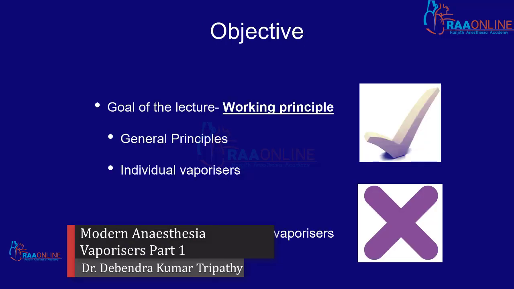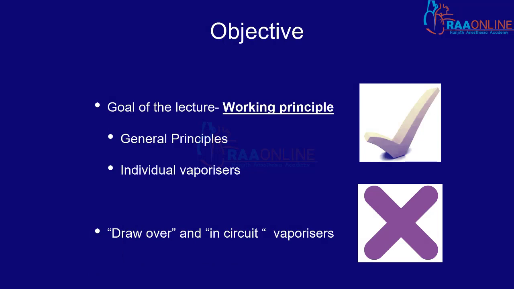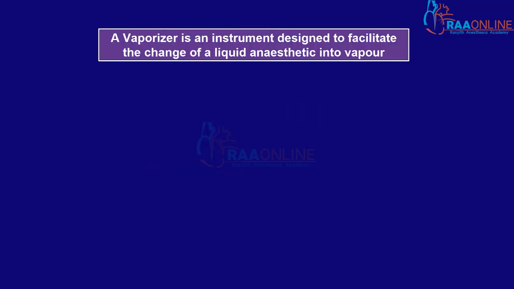The objective of today's class is that we are going to understand the working principle of all the current vaporizers which are being used in our anesthesia. So we will be talking about a few general principles and a few individual vaporizers. The draw-over and in-circuit vaporizers, which are old and not being used anymore, we are not going to discuss. So, what is a vaporizer?